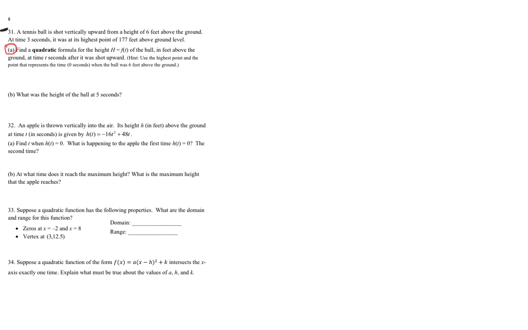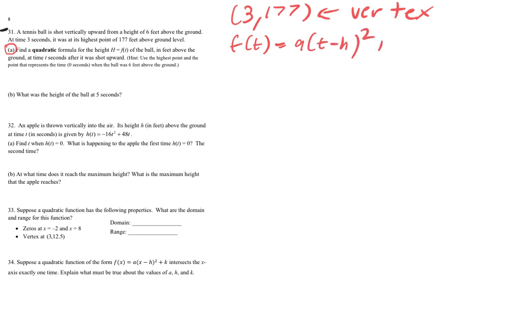So the highest point, we can say that when it's 3 seconds, we're at 177 feet, right? This represents our vertex. So what we can do is use our vertex equation, which we know is f of t equals a times (t minus h) squared plus k, right? Where this is our h value and this is our k value. So looking at it now, we can write f of t equals a times (t minus 3) squared plus k. But now we have to find our a value, right?